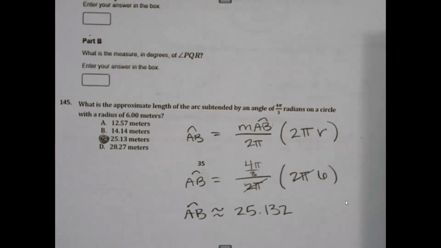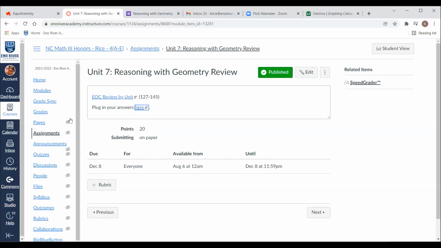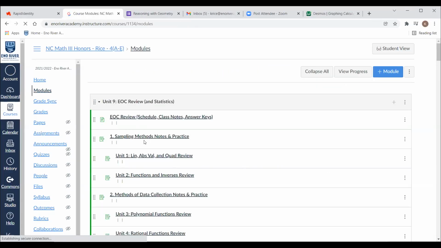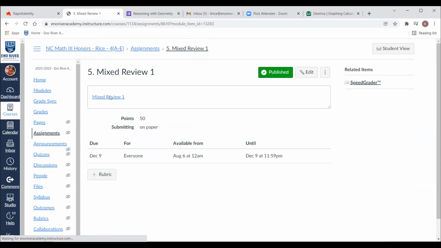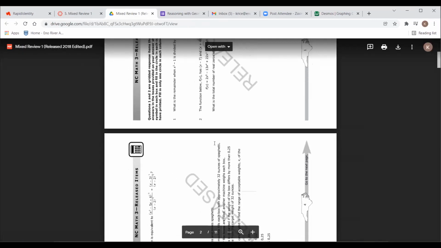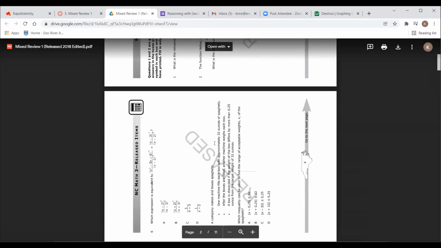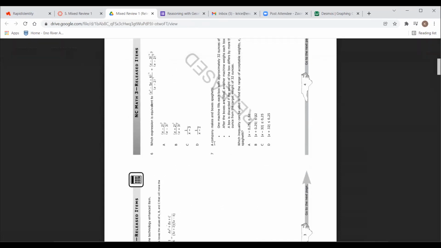If you finish the unit reviews, then you're going to be going back to this and you're going to do the mixed reviews. So there are two mixed reviews where it just has the questions all scrambled. The first mixed review is the 2018 released EOC. So these are actual EOC questions from 2018. So that's the first mixed review.